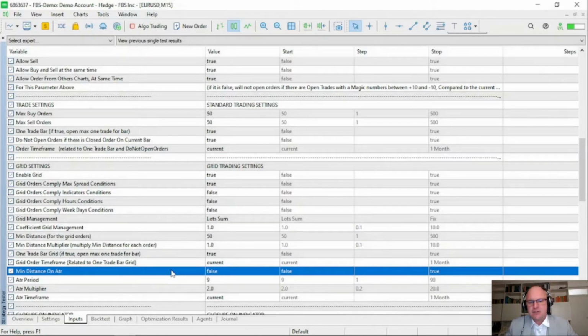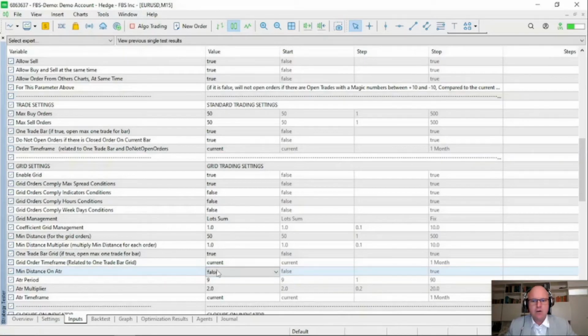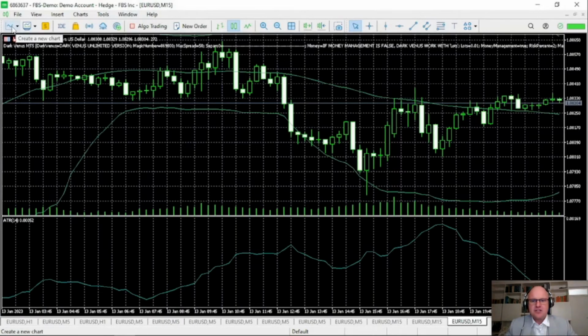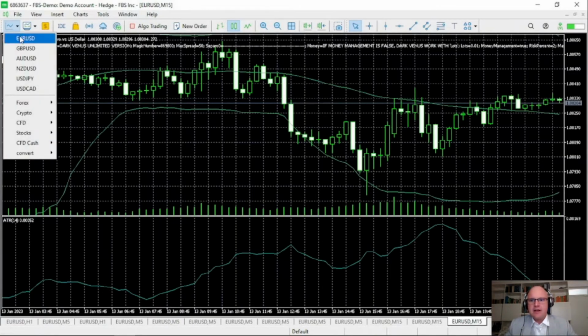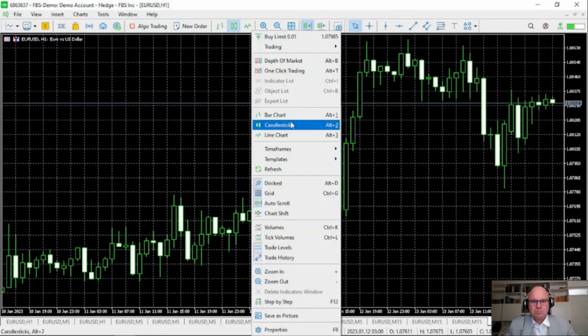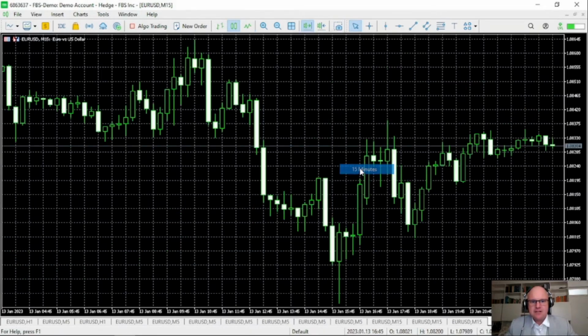For example, you can set it to an hour and it will only place 1 trade in the grid per hour. Next, I'm going to show you the minimum distance on ATR. For us to understand this a little bit better, let's open a chart. Let's take off the grid and add in the ATR indicator.